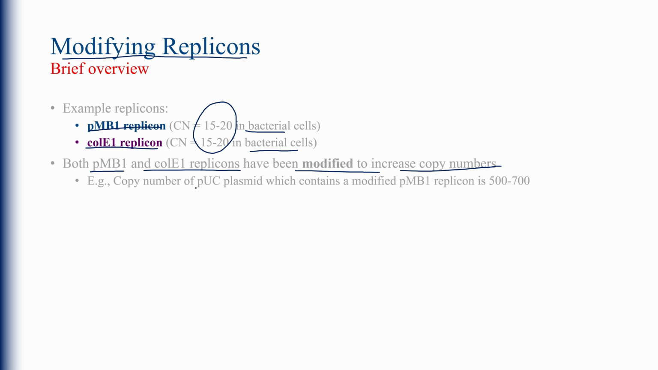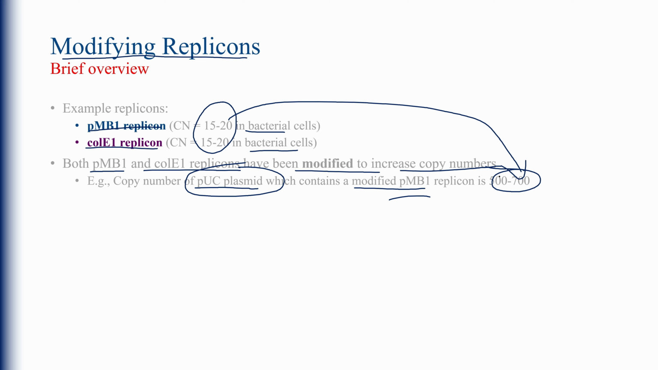For example, there is the pUC plasmid. This contains a modified pMB1 replicon, and the copy number of this pUC plasmid is 500 to 700. So by modifying something within the pMB1 replicon, we've increased the copy number from 15 to 20 to 500 to 700. This is a significant increase in the copy number, and it goes to show you how replicons influence copy numbers to a large extent.